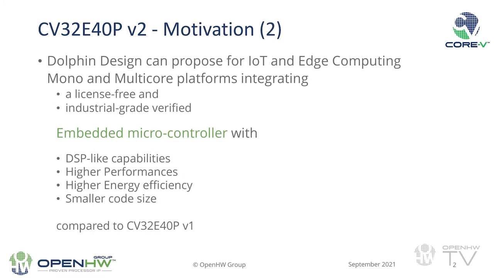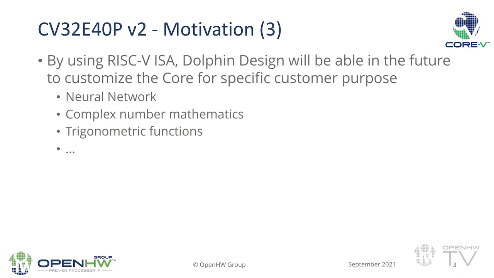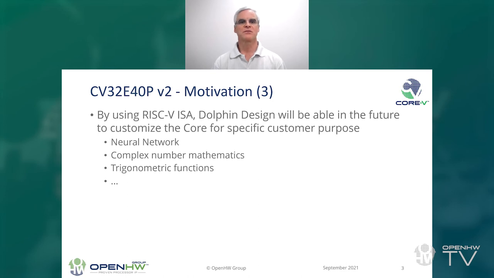The second motivation for Dolphin Design is to offer an embedded microcontroller in monocore and multicore platforms for IoT and edge computing. And this embedded microcontroller is license-free and industrially grade verified like V1 was. This microcontroller will embed DSP-like capabilities, higher performances, higher energy efficiency, and smaller code size compared to V1. The other motivation for Dolphin Design is also to be able to customize this core for specific customer purpose. So using the capability of RISC-V ISA to customize, add new instruction for neural networks, complex number mathematics, or trigonometric function. And the list is not exhaustive at all.